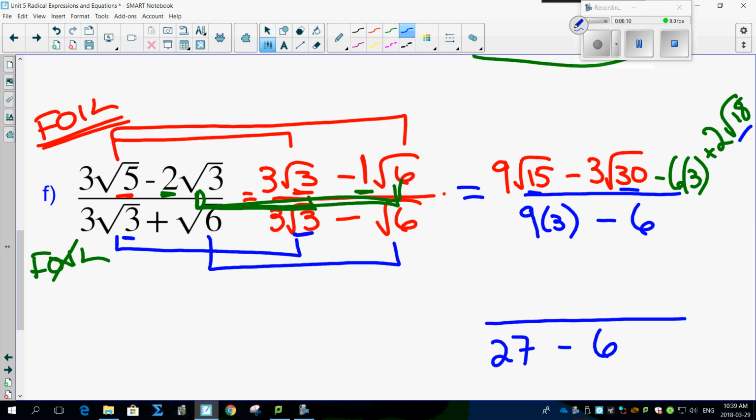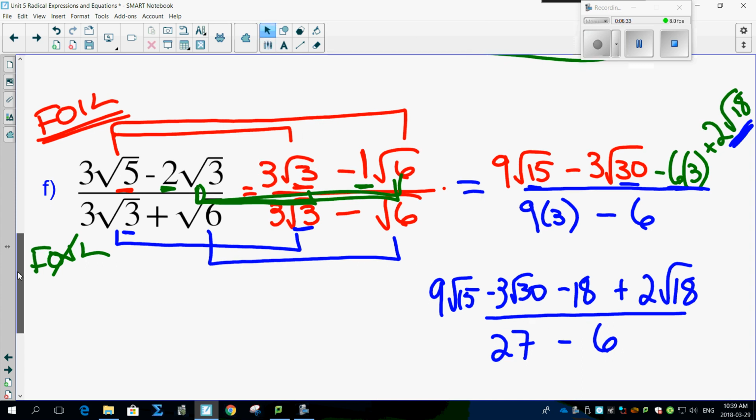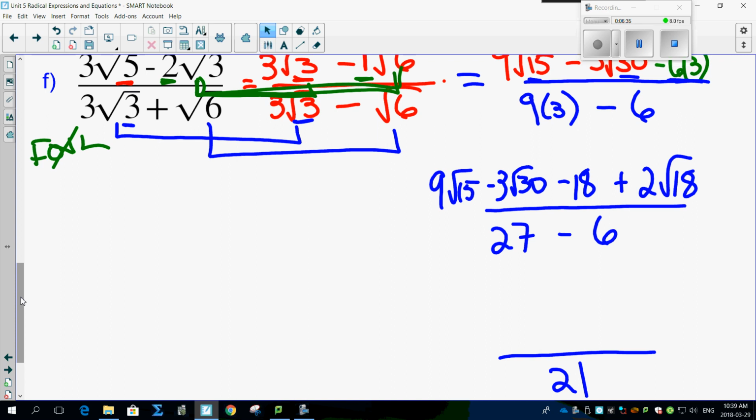So I'm just gonna put down 9 root 15 here. I'm gonna put the minus 3 root 30 there. I'm gonna put 6 times 3, well that's pretty easy to do because that's just minus 18, right? And then here is 2 root 18. That one could possibly reduce. So how do you know which one to reduce, which one doesn't reduce? Well, you know what? Take every single one of these radicals, this one, and this one, and try to break it down.